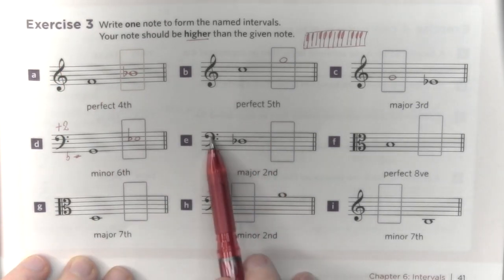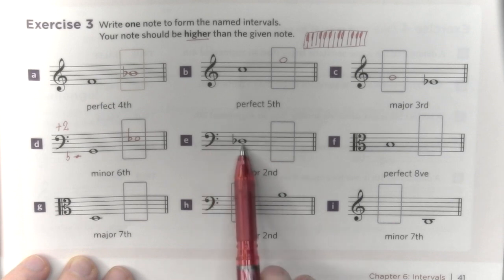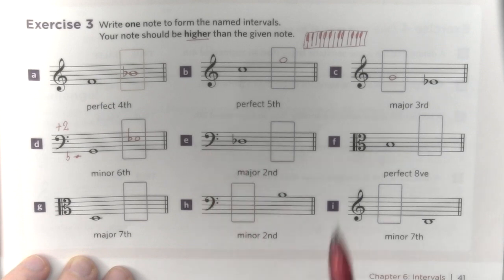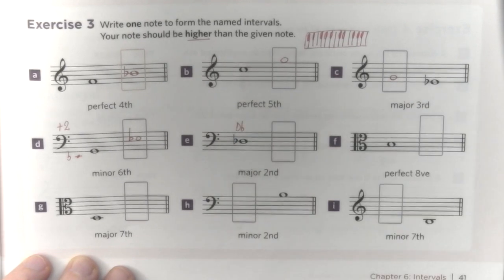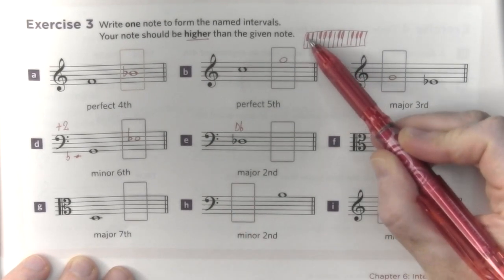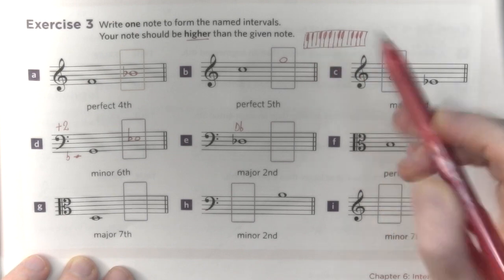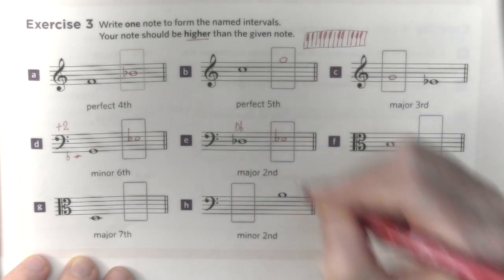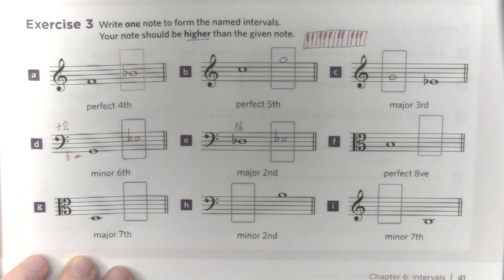D flat, okay, treble clef plus 2, B flat plus 2, D flat. Let me write it down. Re flat. A major second, 1 tone above. So re flat, mi flat. Here it is.